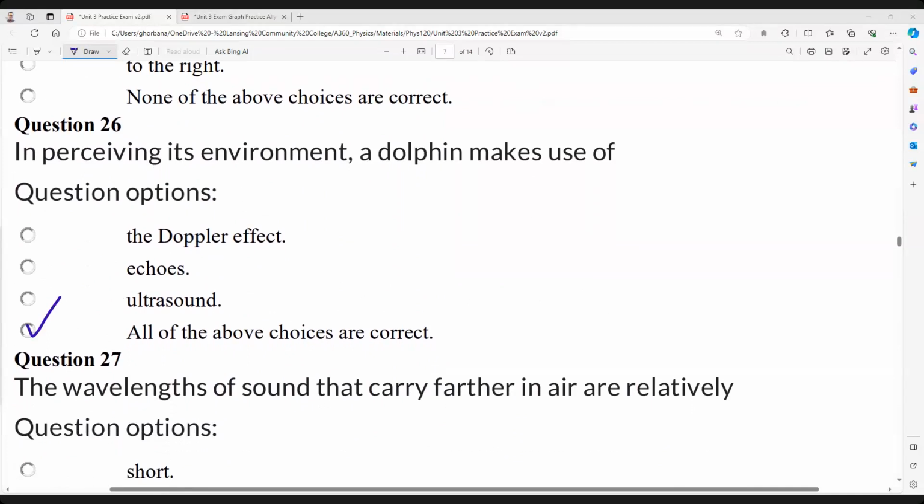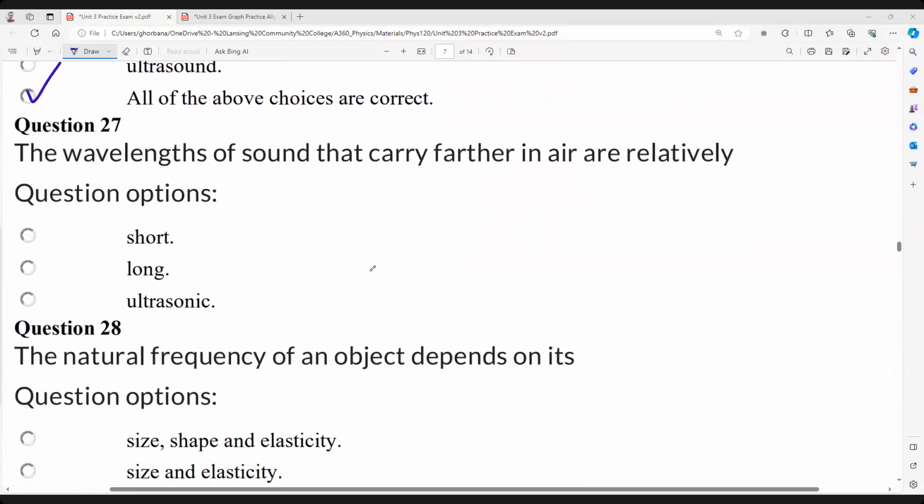So let's move on to 27. The wavelengths of sound that carry farther in the air are relatively long. Again, they carry longer because they have longer wavelengths. So this is long.